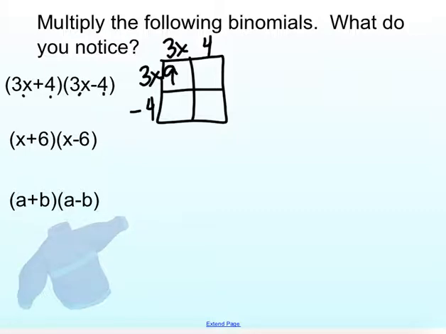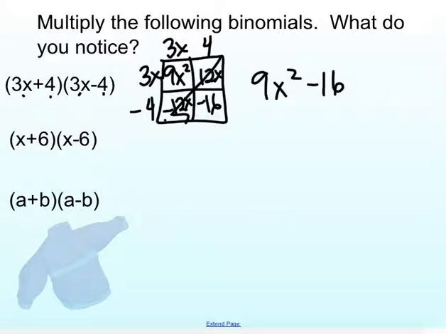So we get 9x squared, we get 12x, negative 12x, and negative 16. Which means the 12x and negative 12x end up canceling each other out, and we end up with just 9x squared minus 16.